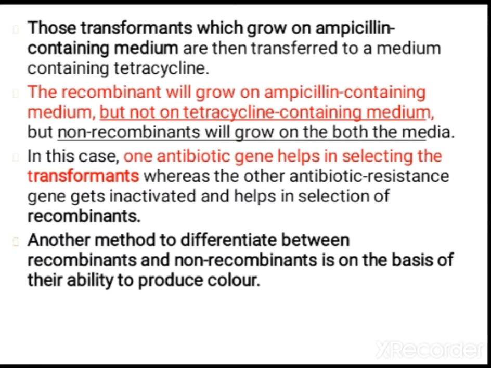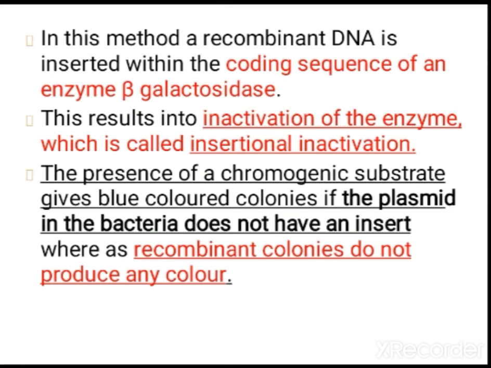This is one method, by using antibiotic resistance as a marker, to find out the transformants from non-transformants. Another method to differentiate between recombinants and non-recombinants is on the basis of their ability to produce color. In this method, recombinant DNA is inserted within the coding sequence of an enzyme called beta-galactosidase.